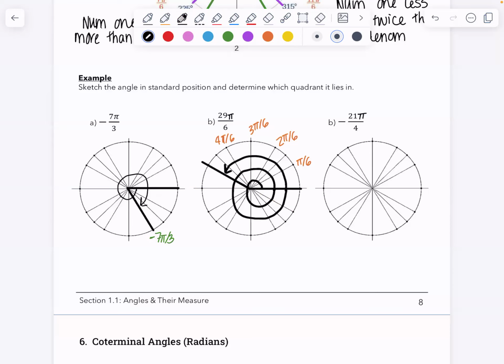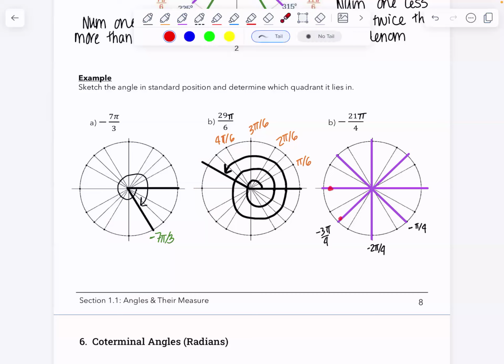Negative 21 pi over 4. Well, we're looking at those pi over 4 angles. We can split half of a circle into 4 slices. And we're going in the backwards direction. So this would be negative pi over 4, negative 2 pi over 4, negative 3 pi over 4, and so on. And we need to do that all the way to negative 21 pi over 4. So I'm going to start counting.